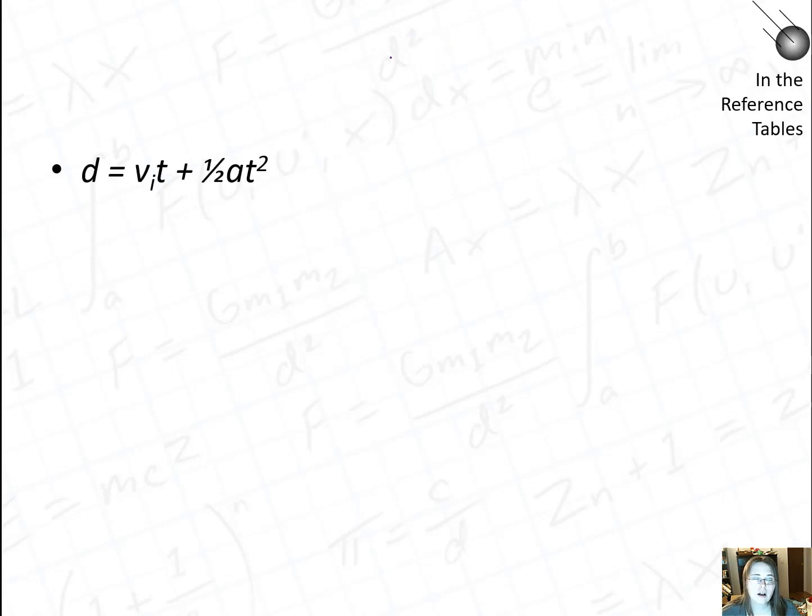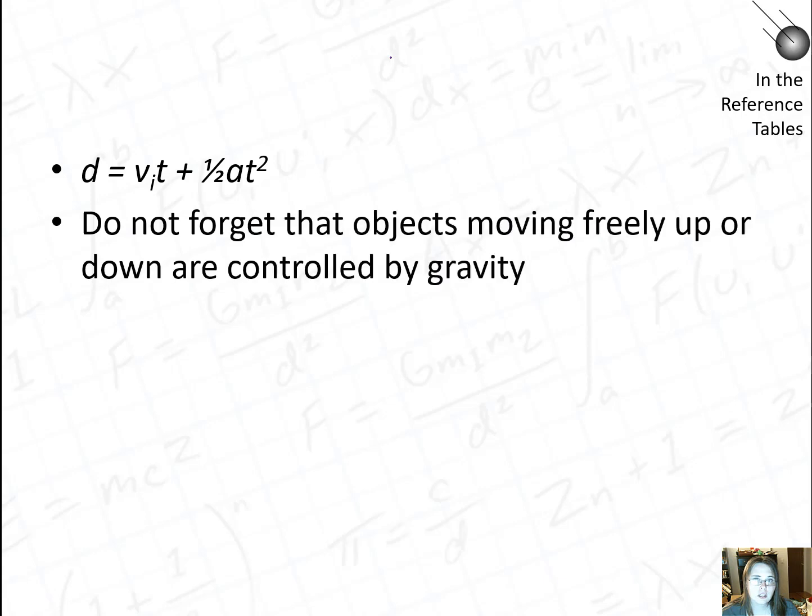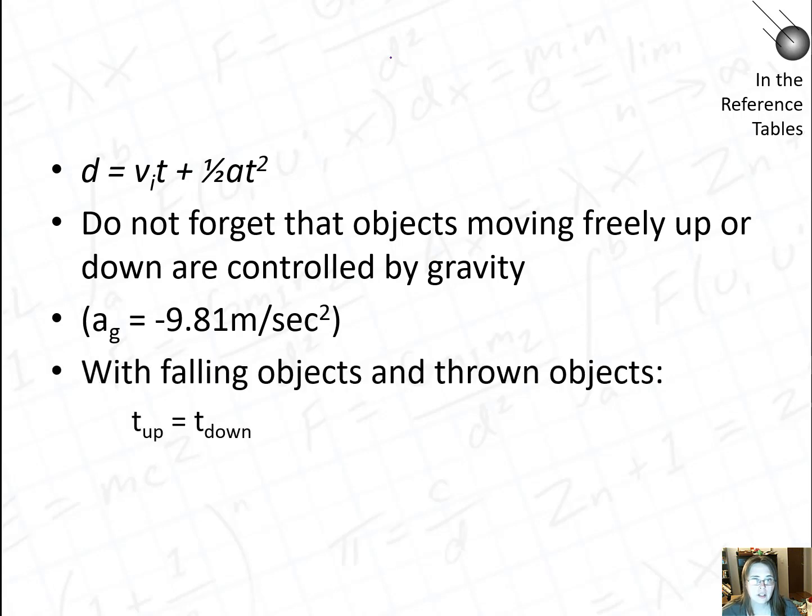So I have an example of one of these problems with the equation d equals v_i t plus 1/2 a t squared. So don't forget that these objects are being controlled by gravity. That's the only thing that's being acted on. That's the only thing acting on them is gravity. So again, the acceleration due to gravity, or little g, is negative 9.81 meters per second squared. If you are throwing an object up and then it comes back down, the time it takes to go up, say this was 2 seconds, and the time it takes to go down, it is still 2 seconds.